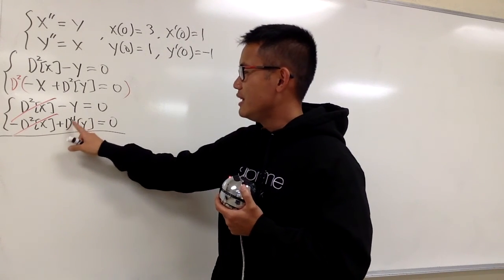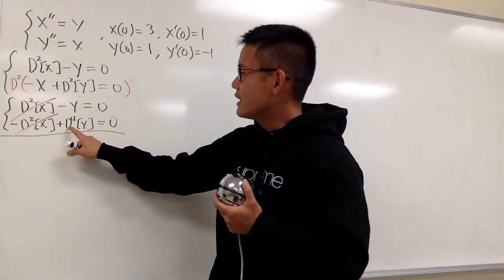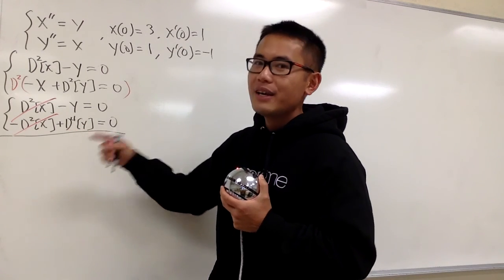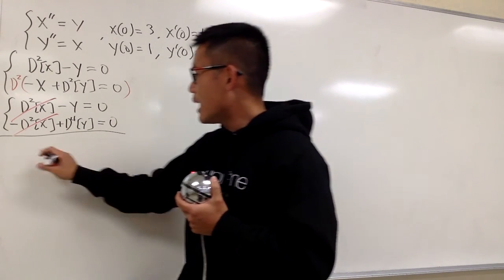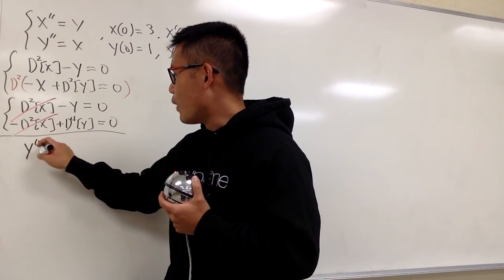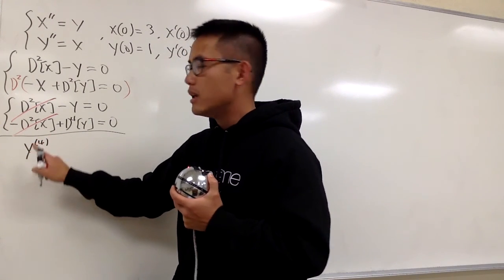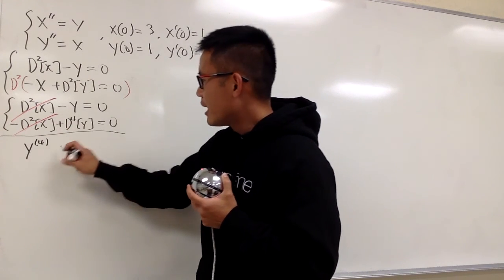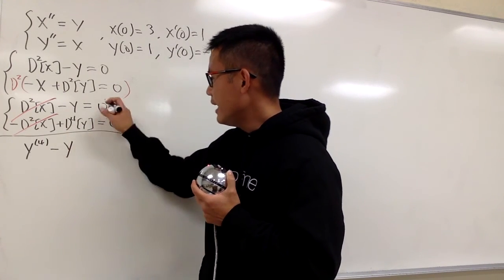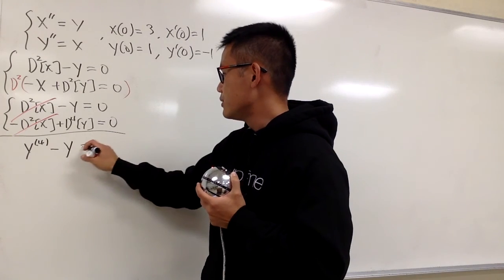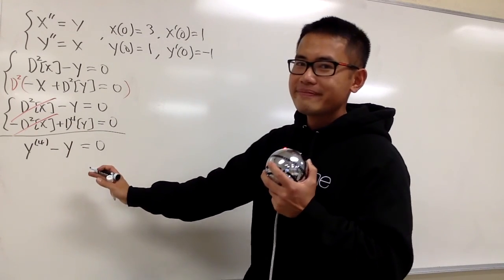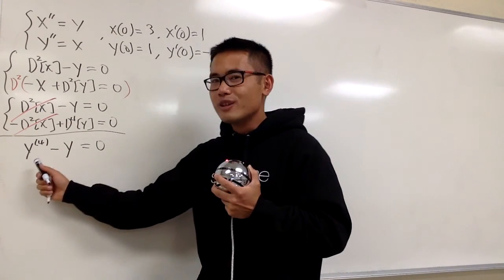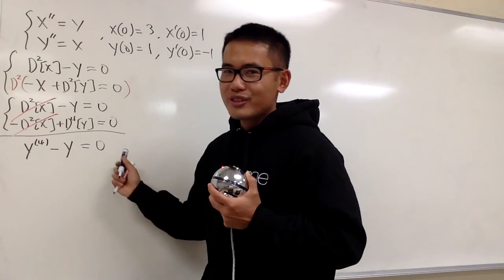What does this mean, D to the fourth y? This means we have to take the derivative of y 4 times, and we will end up with the fourth derivative of y. And let me put this down like this. This represents the fourth derivative of y. And then let me write down minus the original y, and then 0 plus 0 is still 0. So this is what we have. How can we solve a fourth order differential equation?